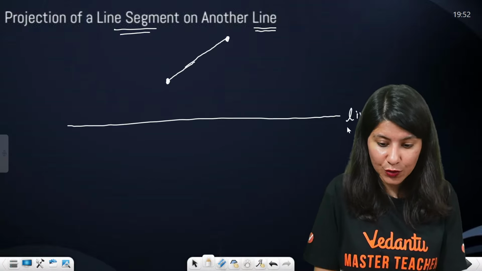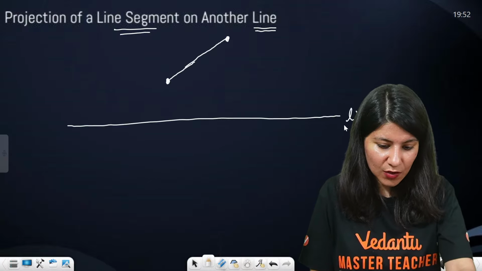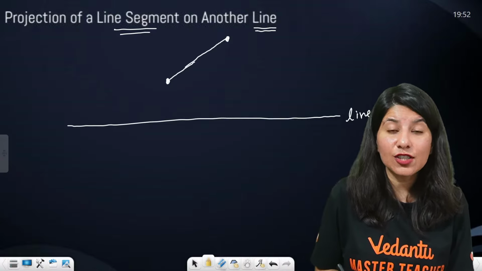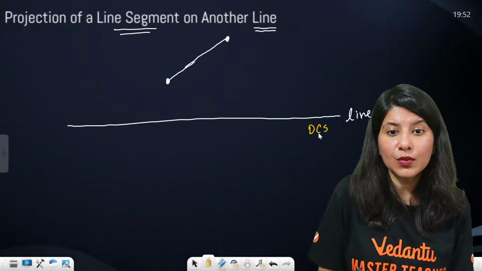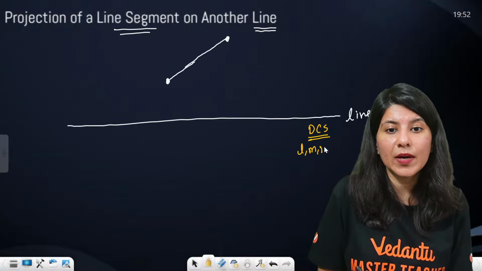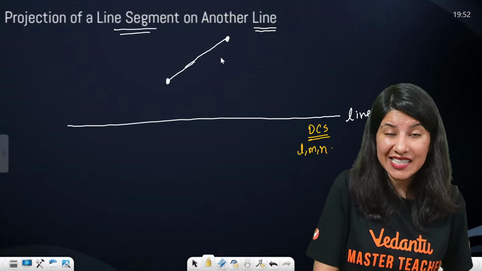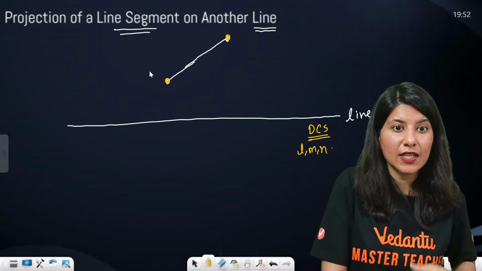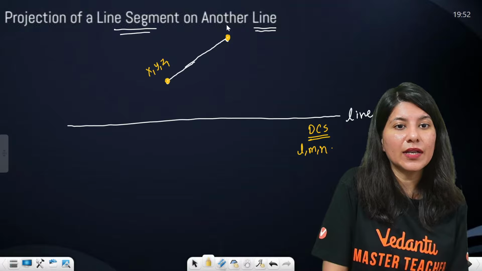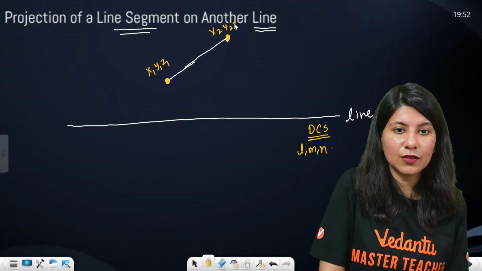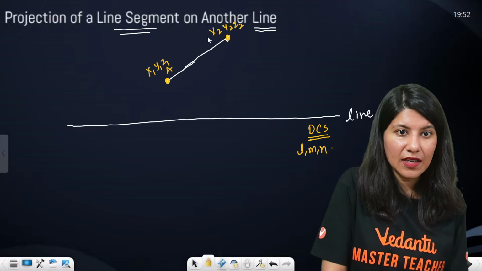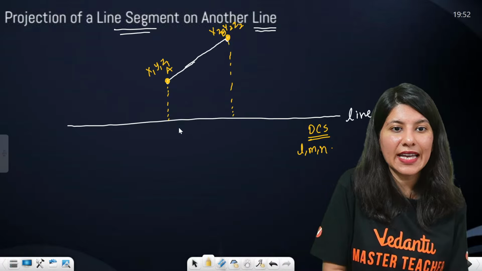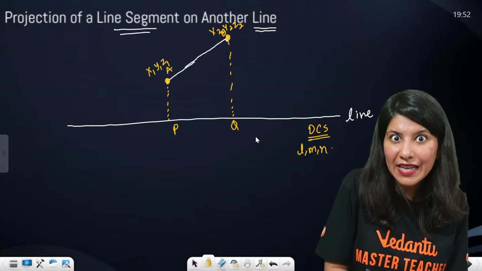Line is given to you. So, projection of a line segment on a line. So, this is your line. The line's direction cosines are given to you: L, M, N. And since this is a line segment, the endpoints should be clearly mentioned. So this is x1, y1, z1, x2, y2, z2. Okay, so this is AB. And now we want the projection of line segment AB on my line L. So we want the length PQ.